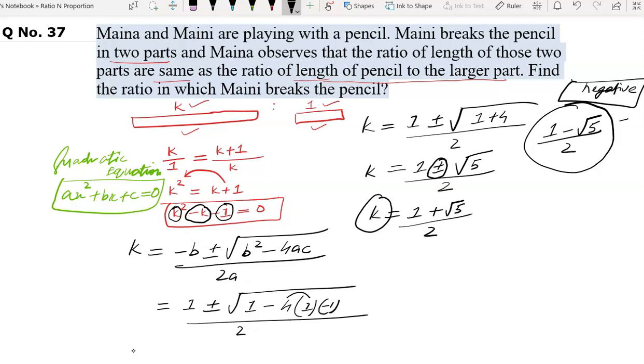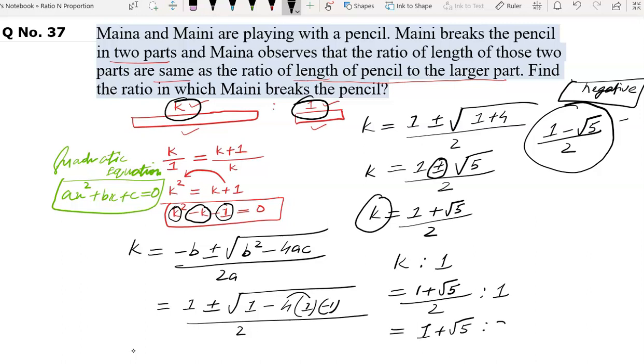Now we need to find the ratio in which Maini breaks the pencil. So Maini breaks the pencil in the ratio k is to 1. So k is to 1 is equal to 1 plus root 5 by 2 is to 1, and this will give us 1 plus root 5 is to 2, and this is our answer.